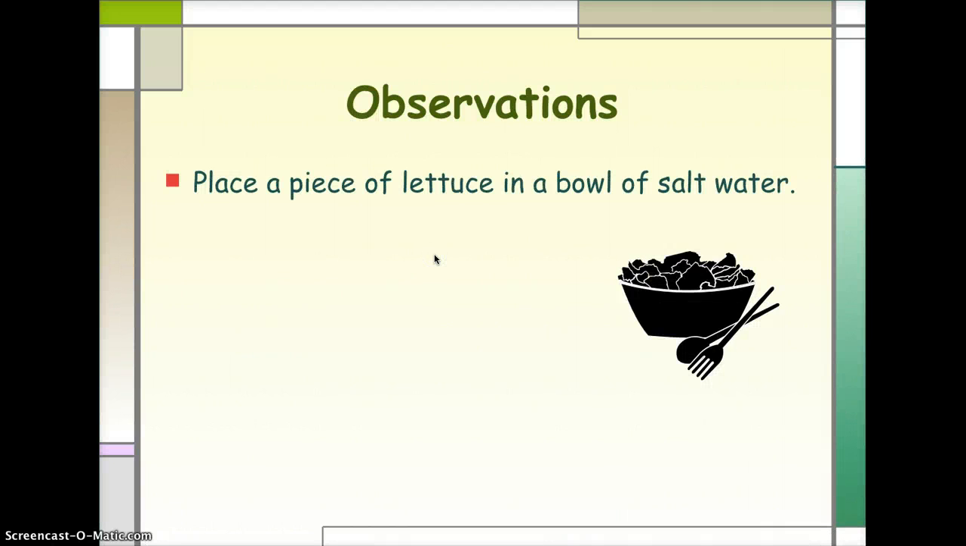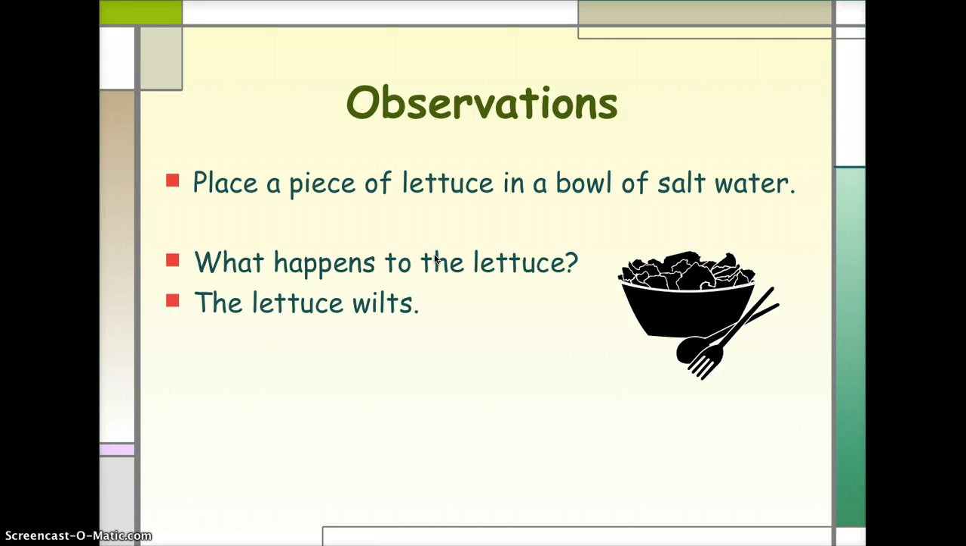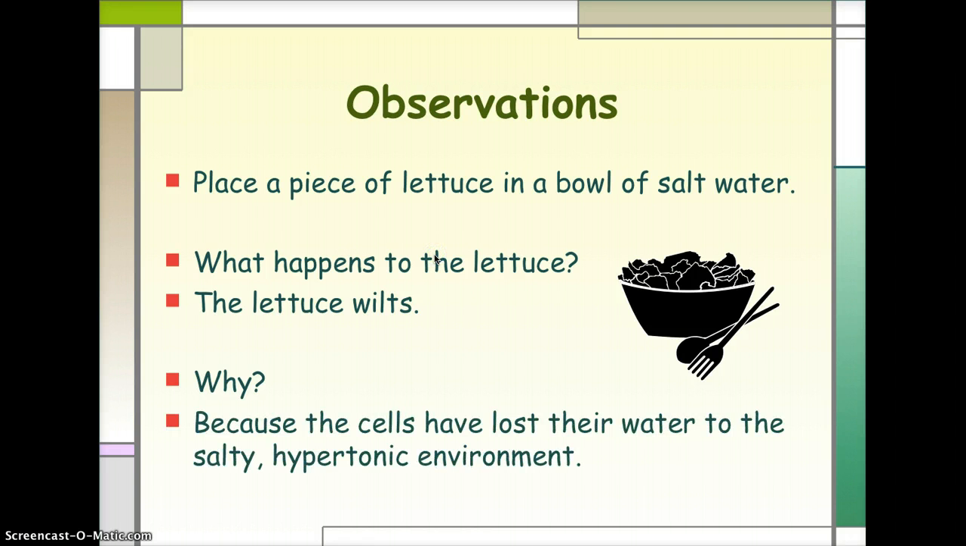So here's an example. If you take a piece of lettuce, just regular head lettuce, and put it in a bowl of salt water, you're going to notice that the lettuce wilts. If you put lettuce in salad dressing, a lot of times let it sit for a while, it'll get wilty and flaccid. That's because the water moves out of the lettuce and the cells in the lettuce and into the hypertonic environment where there's lots of salt and not as much water.